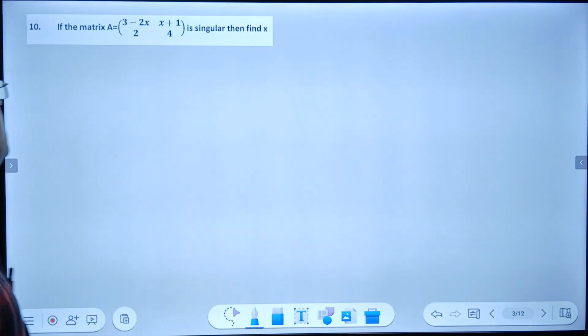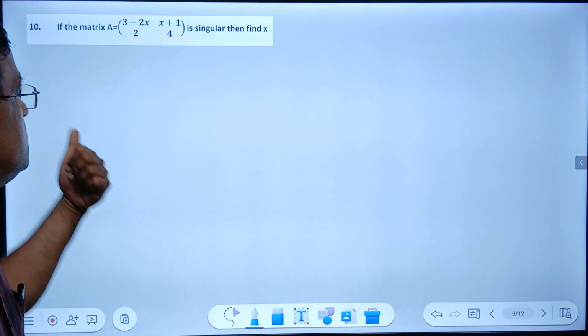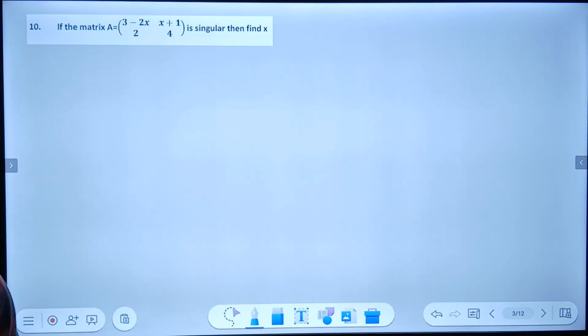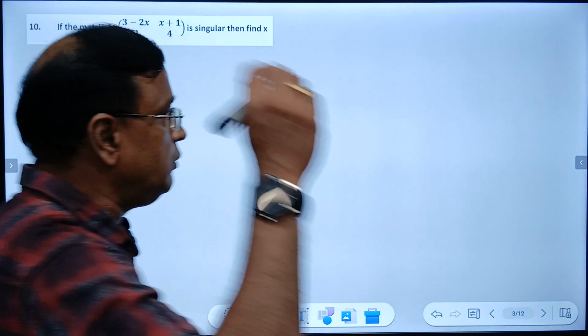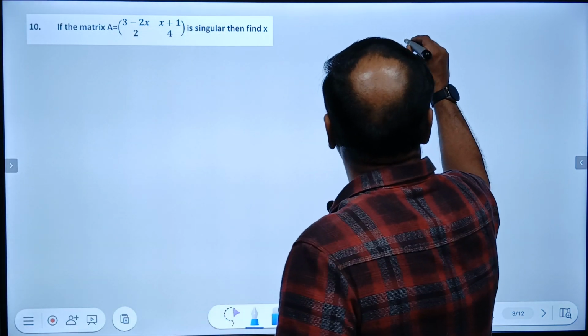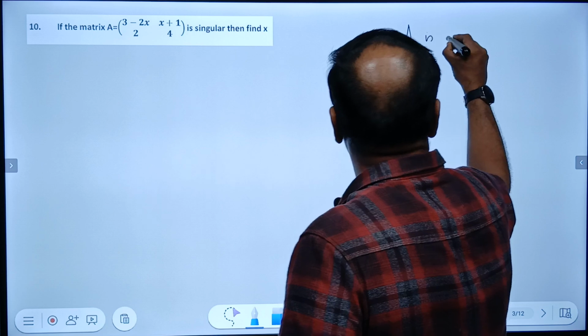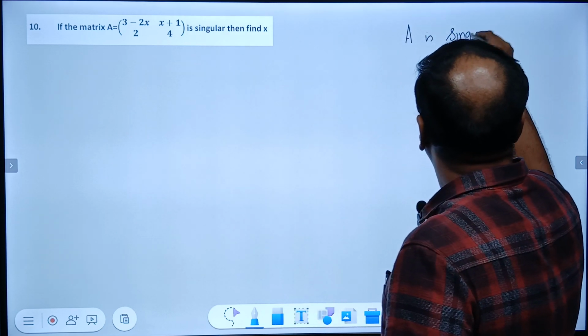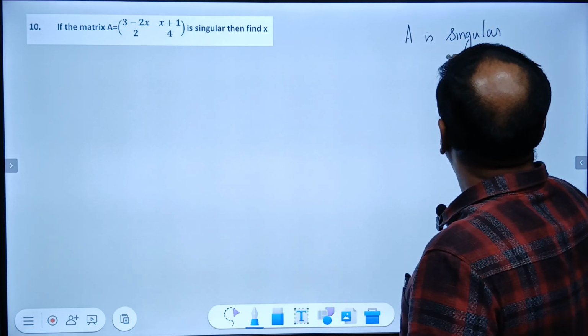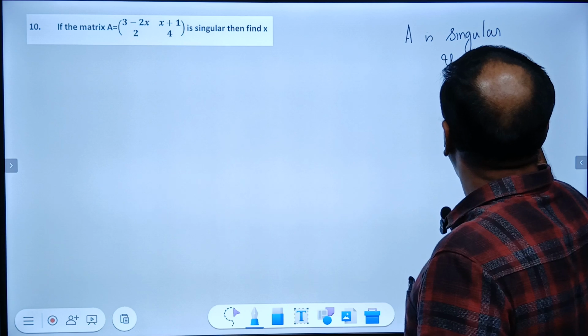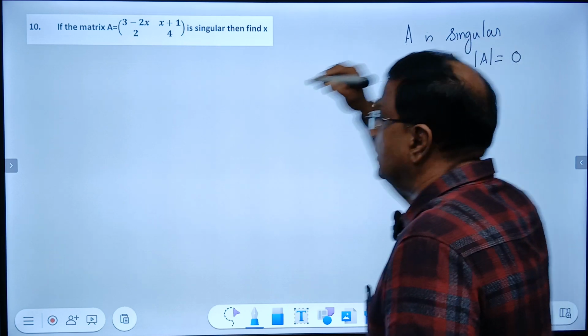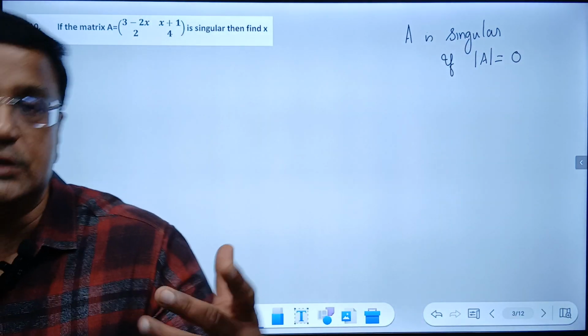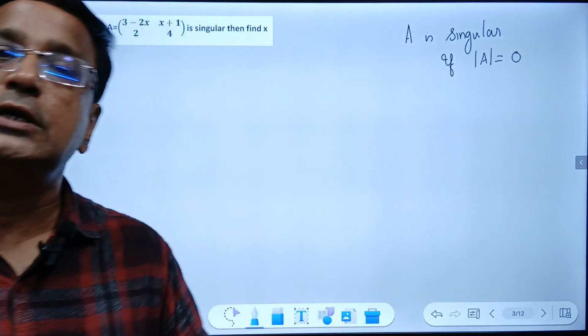Now we are going to go to one more question. So this is the first one. If a matrix A is given, is said to be singular. I already said what singular is. A matrix A is singular if the determinant of that matrix is 0. If the determinant value of the matrix is 0, then you say A is a singular matrix.